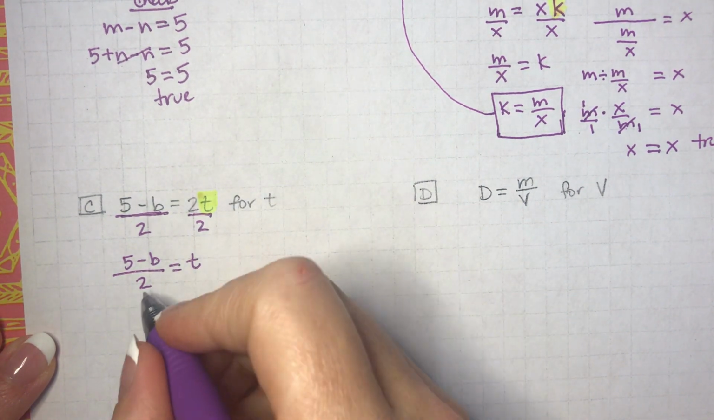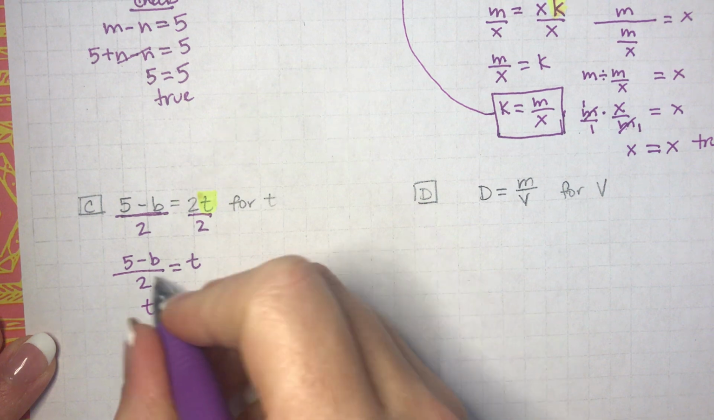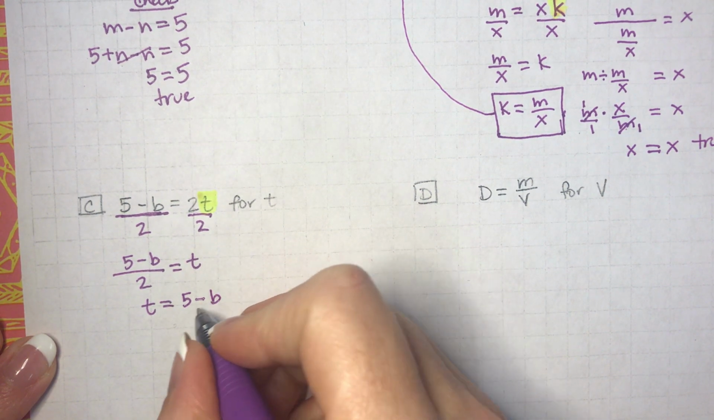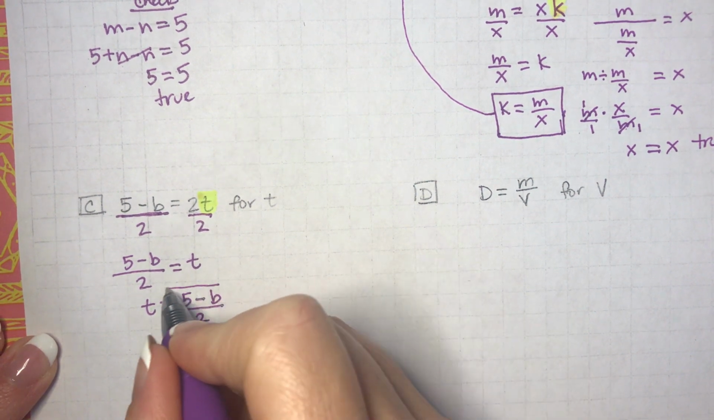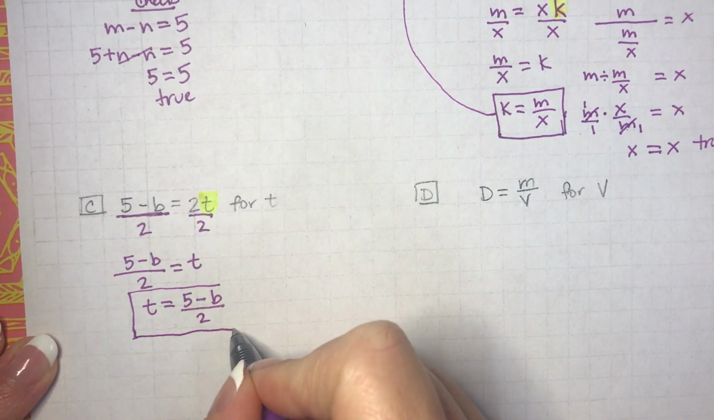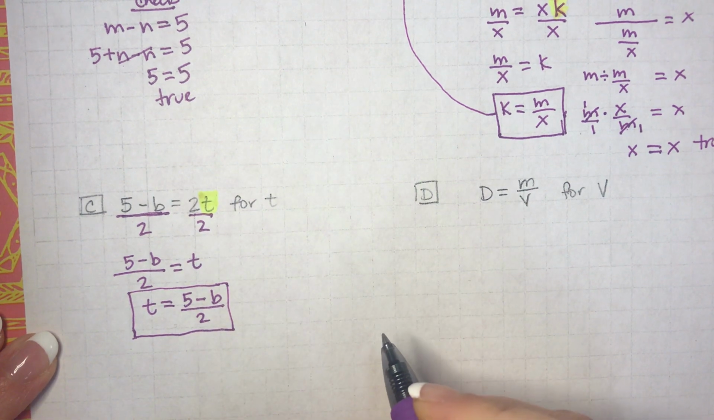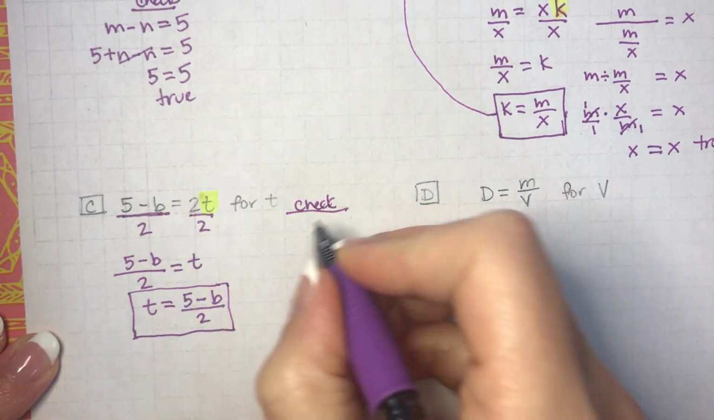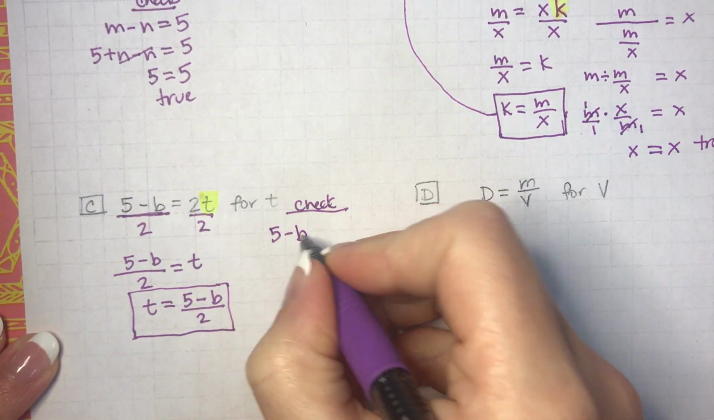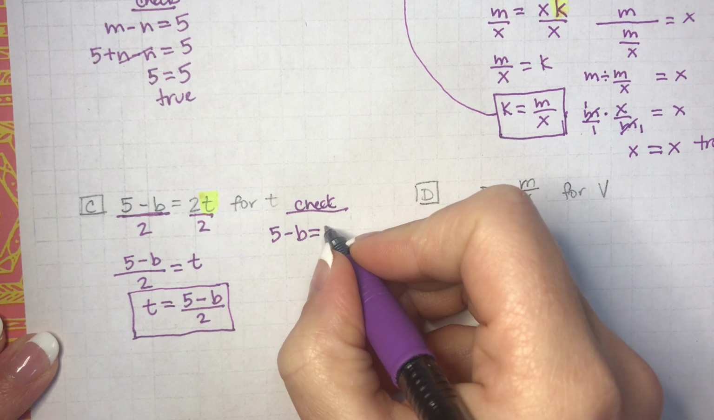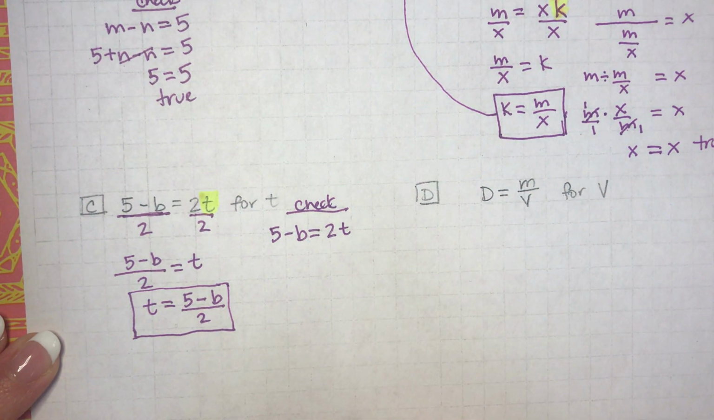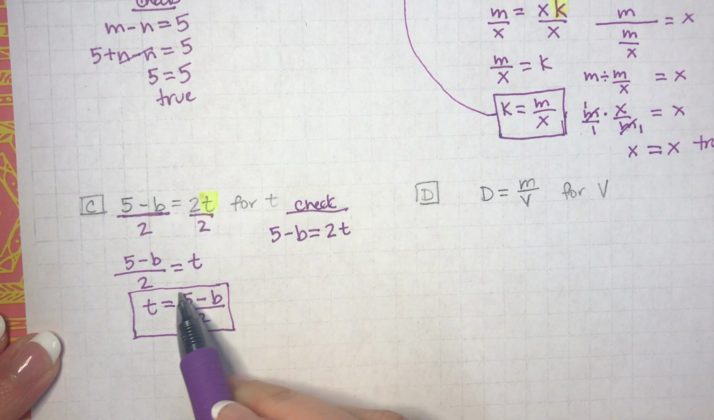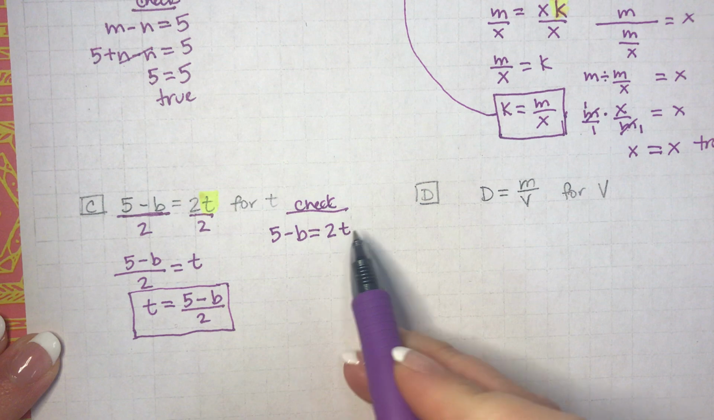And then we're going to use the symmetric property of equality and just flip it. 5 minus b all over 2, and that's our answer. And then guess what we're going to do? Yep, you guessed it. We're going to check it. So we're going to write the word check. We're going to write that original equation, 5 minus b equals 2t. And then we're going to substitute. t is equal to 5 minus b all over 2. So this goes in for t right there.